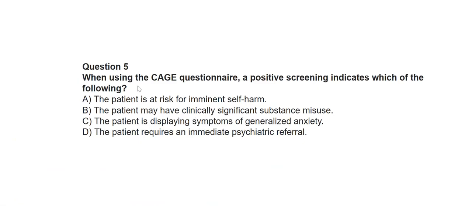Question 5. When using the CAGE questionnaire, a positive screening indicates which of the following? A. The patient is at risk for imminent self-harm. B. The patient may have clinically significant substance misuse. C. The patient is displaying symptoms of generalized anxiety. Or D. The patient requires an immediate psychiatric referral.